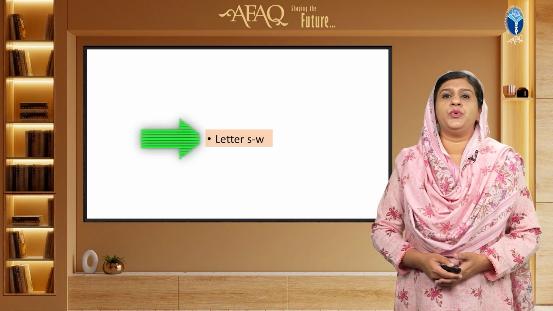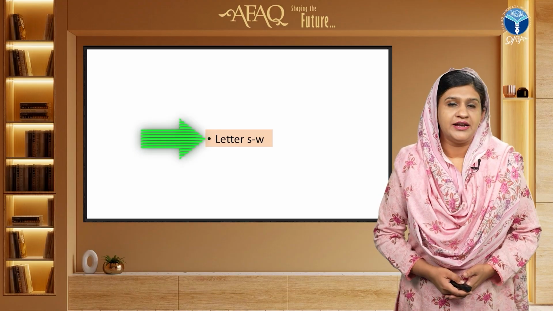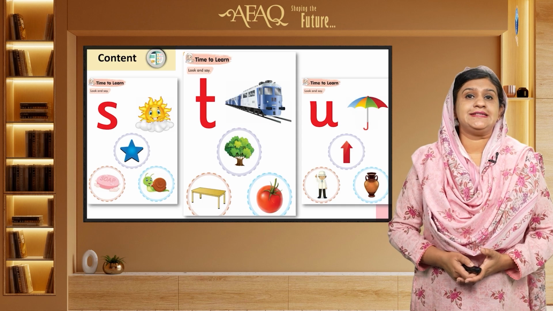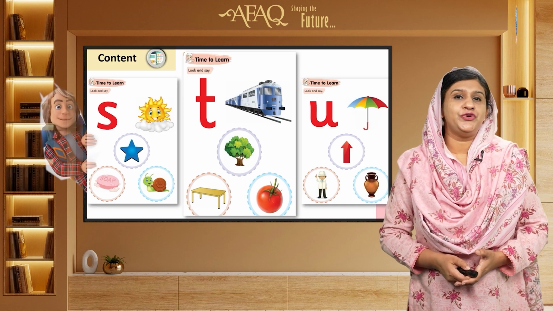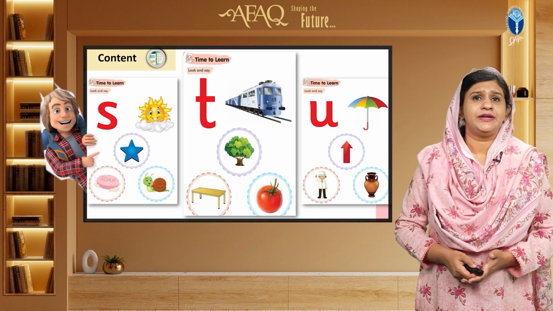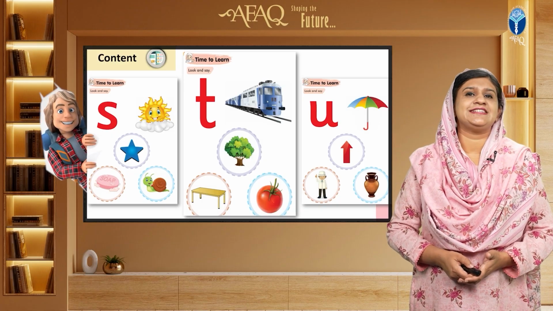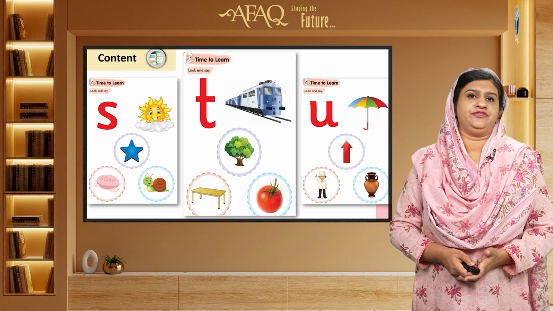Let's start with some alphabets, and as you know, we have done till the letter R. Let's see a set of next three letters. So we were done with the letter R, and what comes after R, my dear kids? It's the letter S. Notice the sound very carefully.